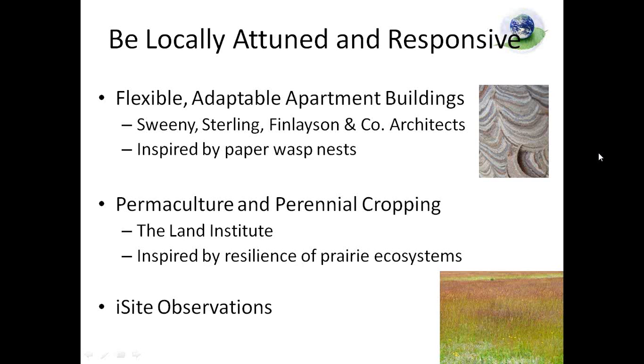And the first one is a human example, flexible, adaptable apartment buildings. And the company there, Sweeney and Company, are architects. And what they did was design some apartment buildings that would be locally attuned and responsive to community needs. And their design is called Flex Nature. And it doesn't directly mimic a particular organism in nature, but the apartments are designed to meet people's changing needs.